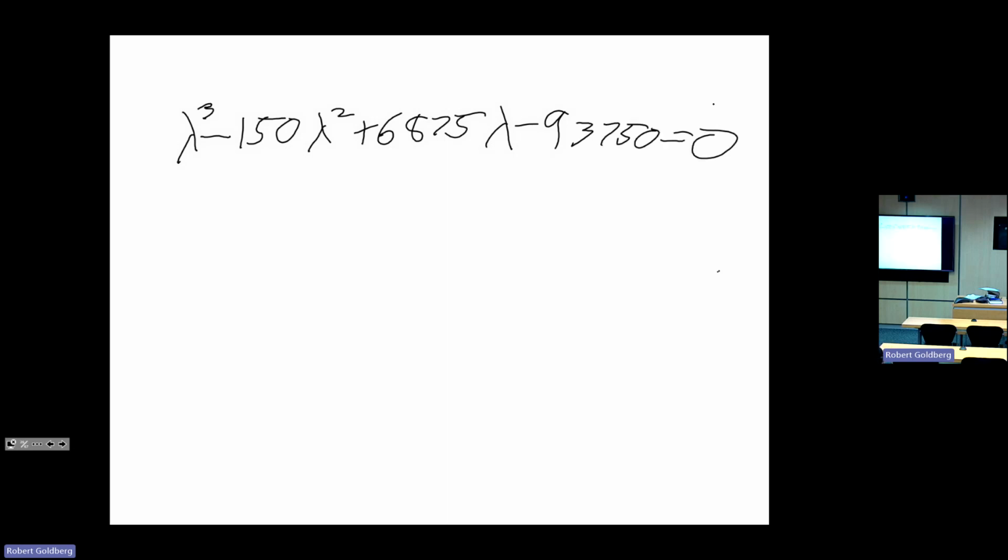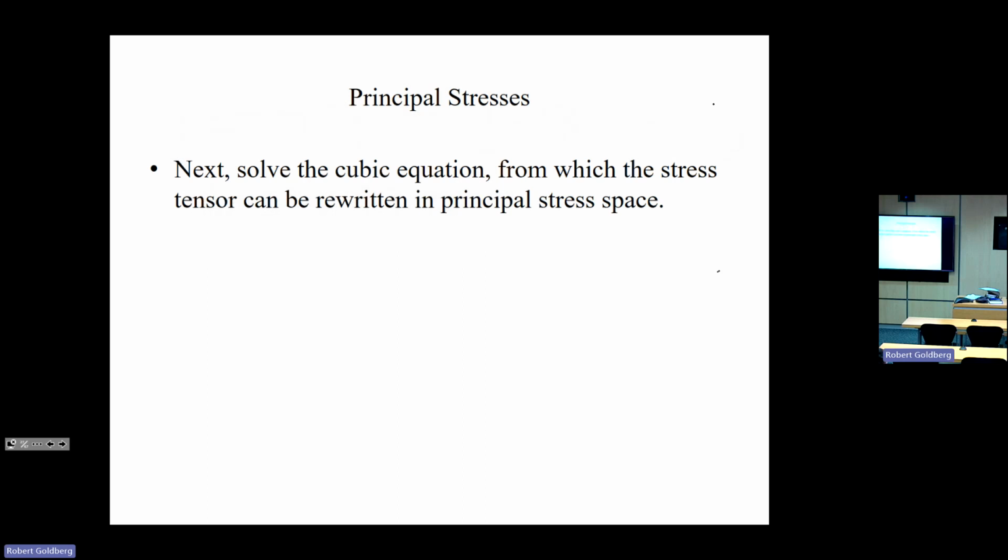and you get that lambda cubed minus 150 lambda squared plus 6,875 lambda minus 93,750 is equal to 0. And then you use your favorite program for doing root finding, and you get the lambda values. The roots of this equation are 25, 50, and 75. So those are our principal stresses.